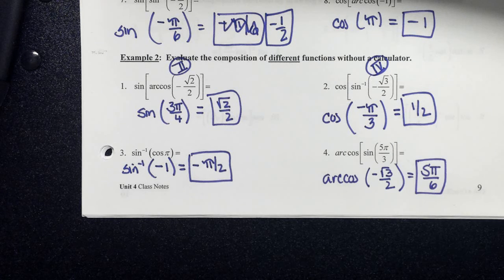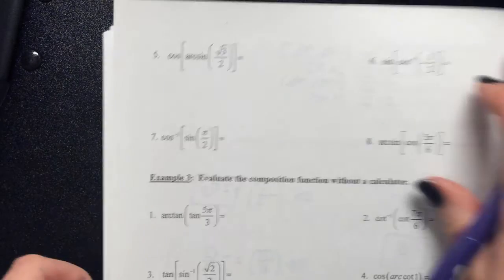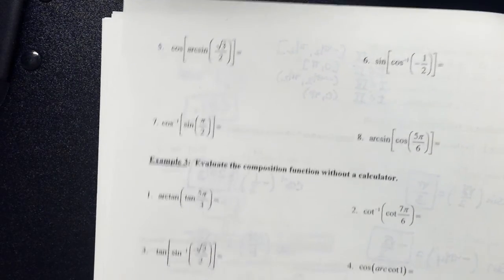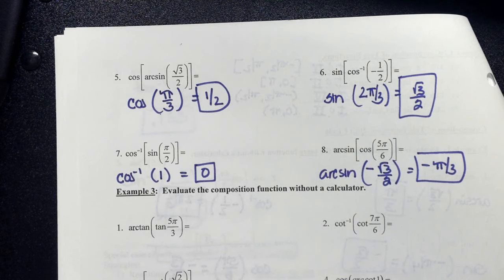What'd you guys come up with? Hopefully 5pi/6. It's negative. So any questions on number 4? All right, you guys go ahead and try the next 4 for me. Go ahead and try 5 through 8 for me. And then we'll work on some tangents. You can check your answers up here when you're done.